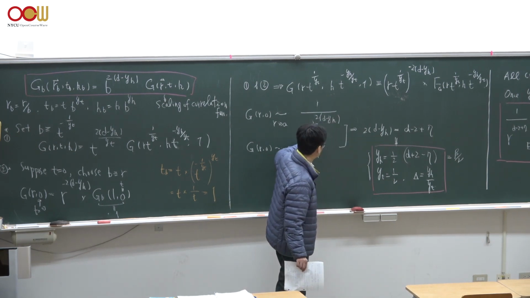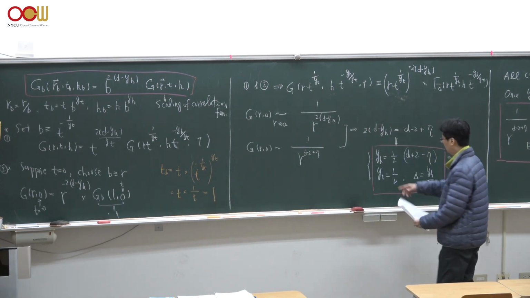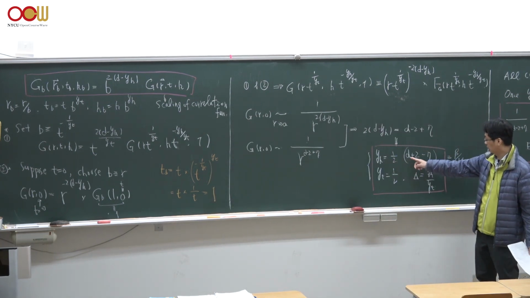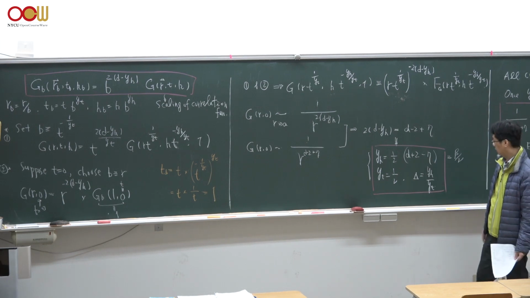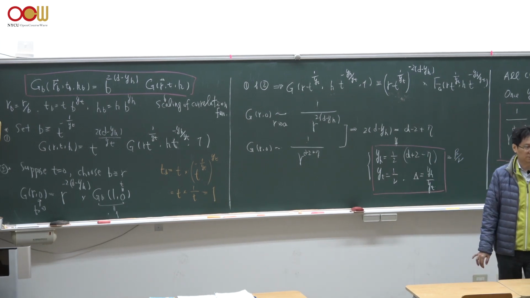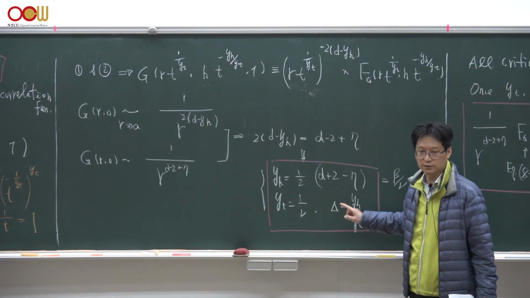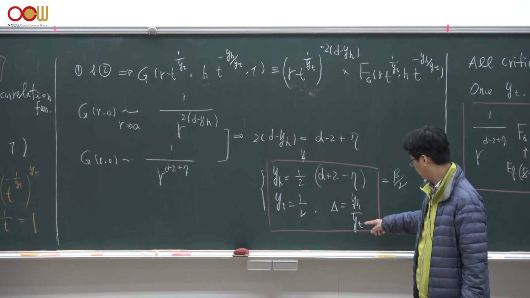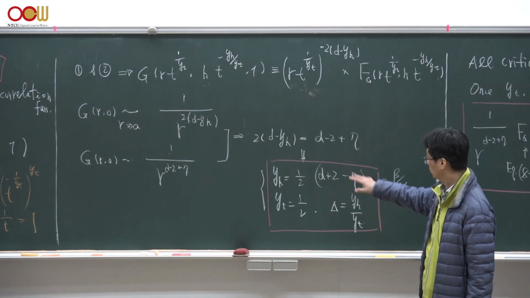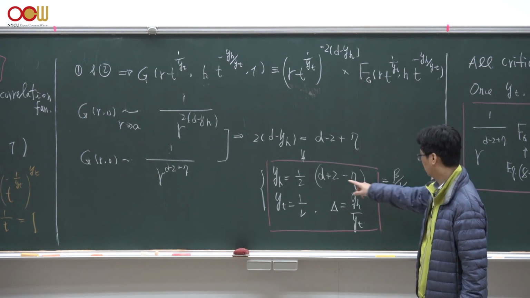So these two exponents should be identical, and as a result, we know that this yh is given by 1/2 of d plus 2 minus eta, and yt is given by 1 over nu, that is known from the previous derivation, and its capital delta in Kadanoff's language is given by yh divided by yt. From the scaling relations, we know that this is also given by beta over nu, that is, yh.